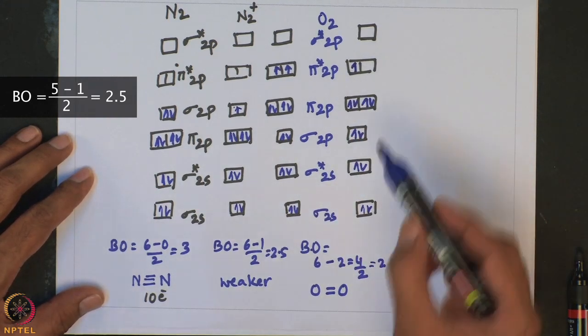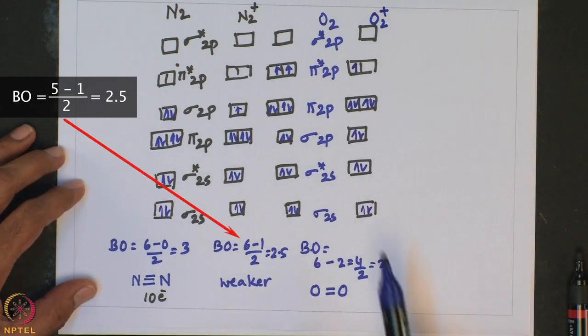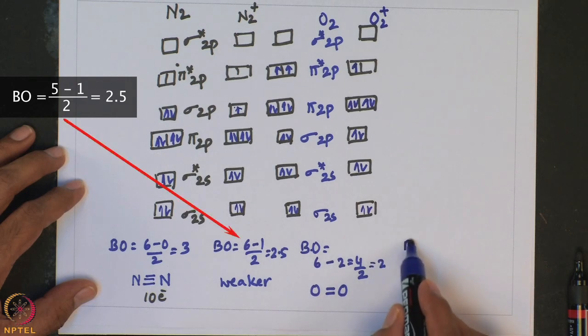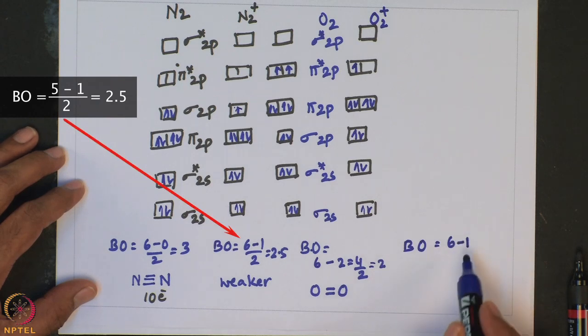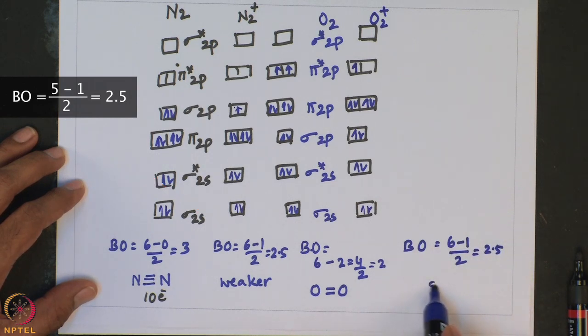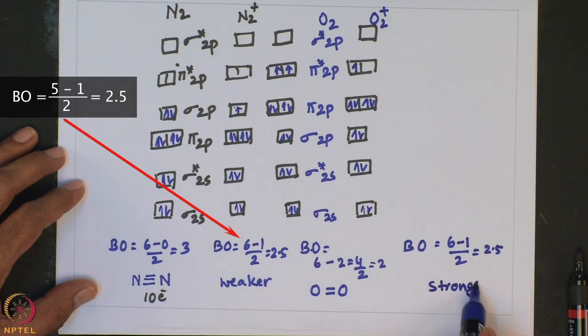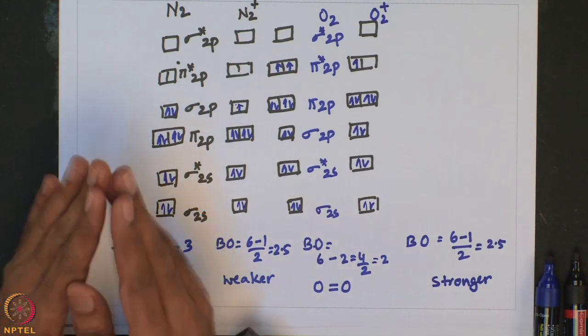So the O2+ species is also paramagnetic, whereas here the bond order, if I calculate, bond order equals (6 minus 1) by 2, which is equal to 2.5. So that means the bond is stronger, the bond order increases. So O2+ will be much more stable compared to O2. Okay. So now we wrote this MO diagram, and we know the stability using this.